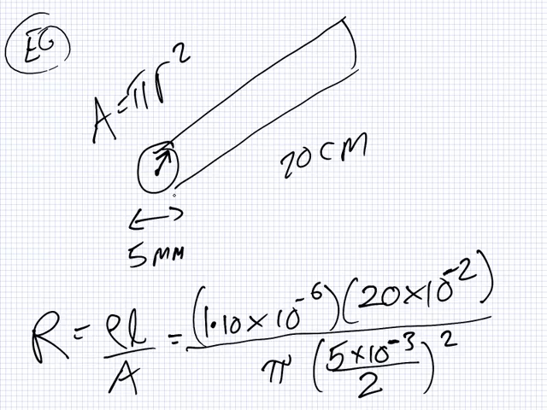Now, is that okay or not? You know this formula for a circle, πr²? If you don't know it, just write it down. That's the area of a circle. So, let's just put it into the calculator and see what we get.